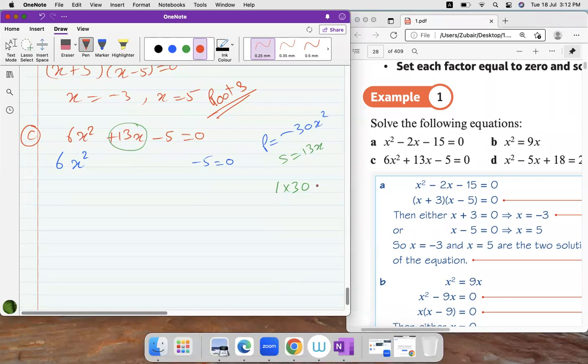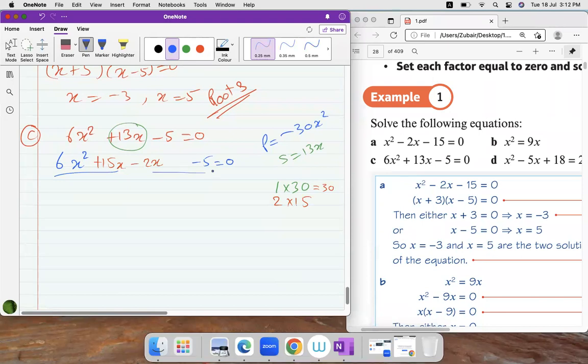1 into 30 is 30, but adding these two, we get 31, and subtracting these two, we get 29. So these are not our numbers. Then it is 2 into 15. Adding these two is 17, but subtracting these two is 13. So this could be the answer. So if we write plus 15x and minus 2x, subtracting these two, we get 13. Multiplying these two, we get negative 30x square.